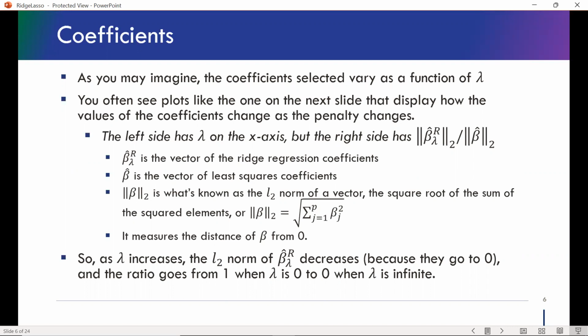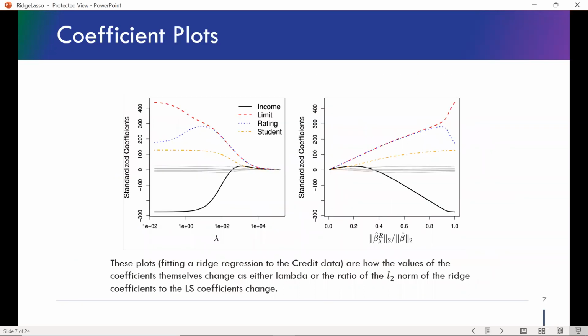As you may imagine, the coefficients we selected will vary as a function of lambda. Remember, we have that lambda being a tuning parameter. And you will often see something like this to show you when lambda is changing, how the standardized coefficients will change. By the way, this is an example taken from the ISLR book. It shows you when you change your lambda, how the values of those coefficients will change.